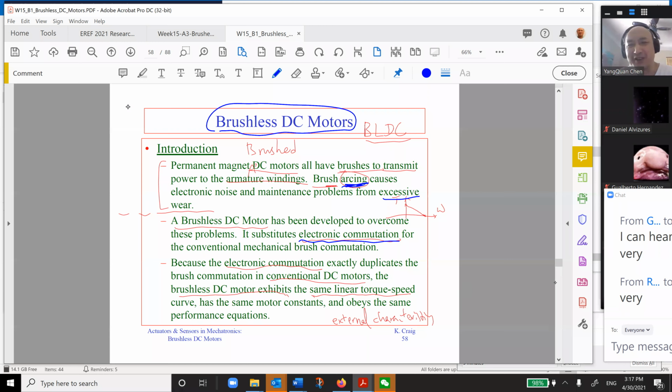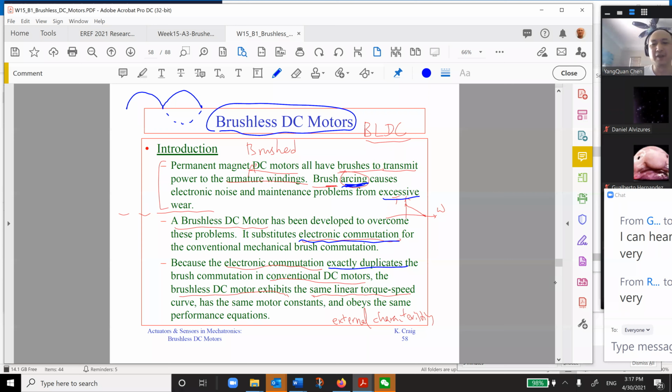So remember, you have this one, you have sinusoid. If you don't have a brush, you go this way. But if you have a brush, you come over here, the brush will turn you this way. Okay. So this sinusoid will go this way. So the electronic commutation, they can exactly duplicate the brush commutation like in the conventional DC motor.